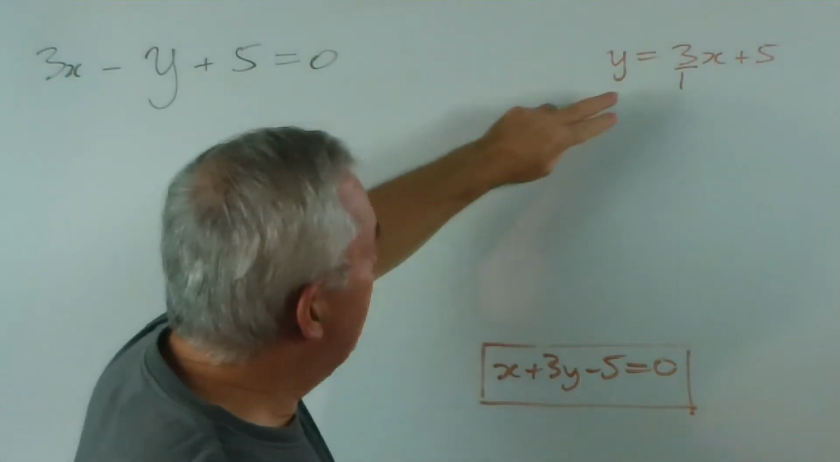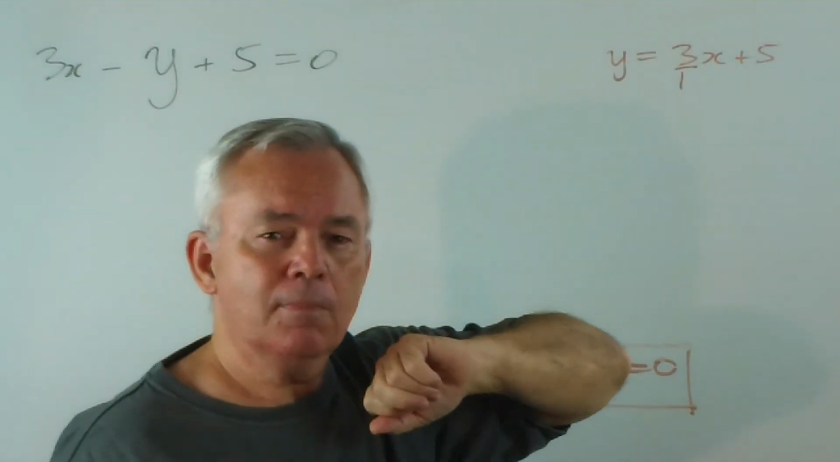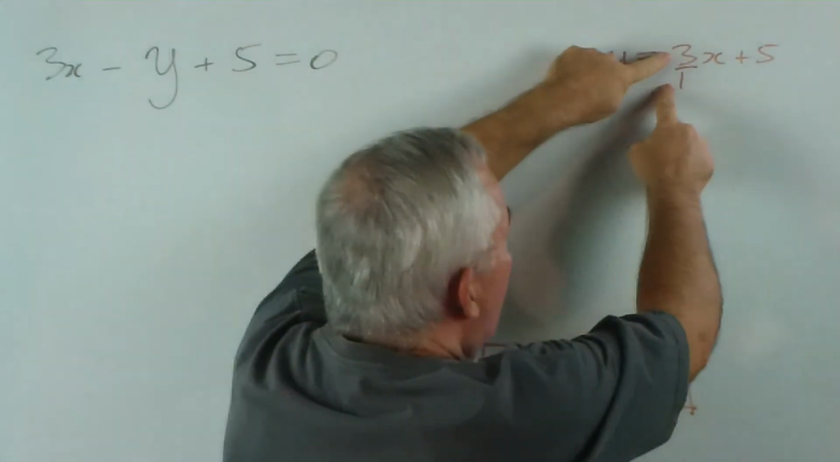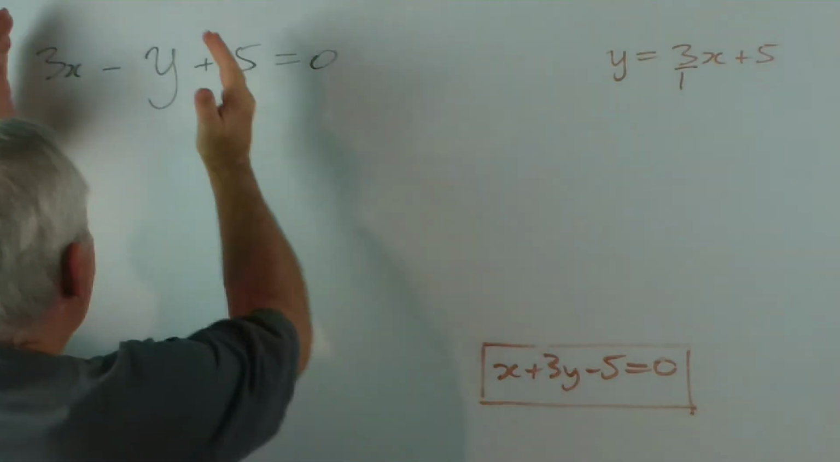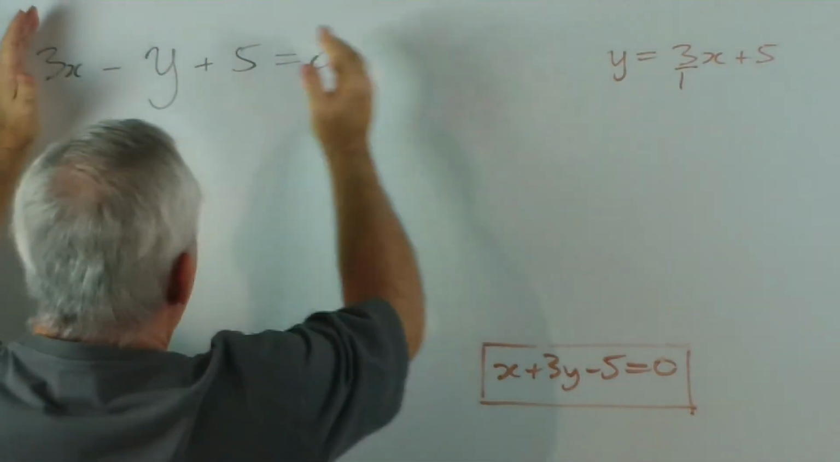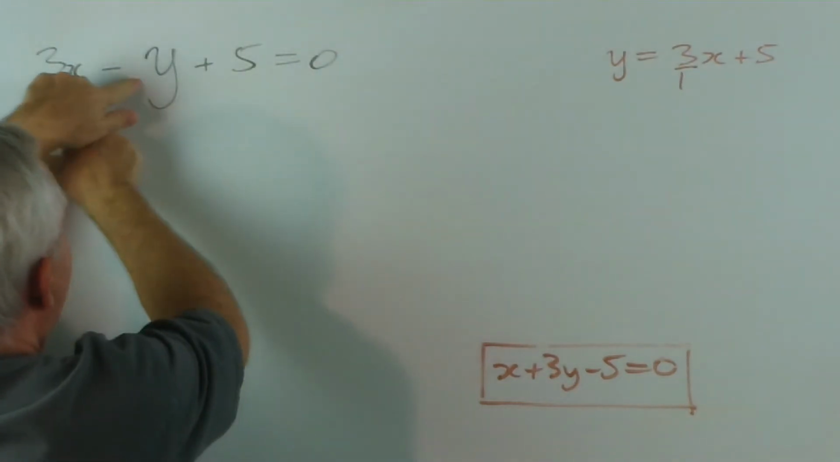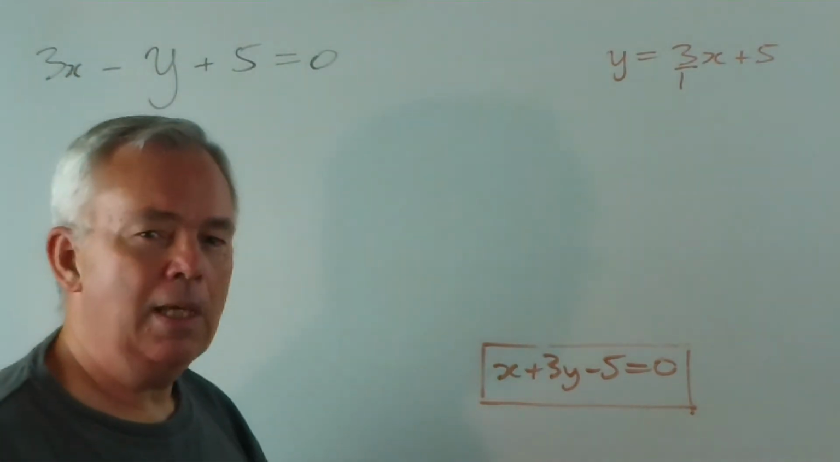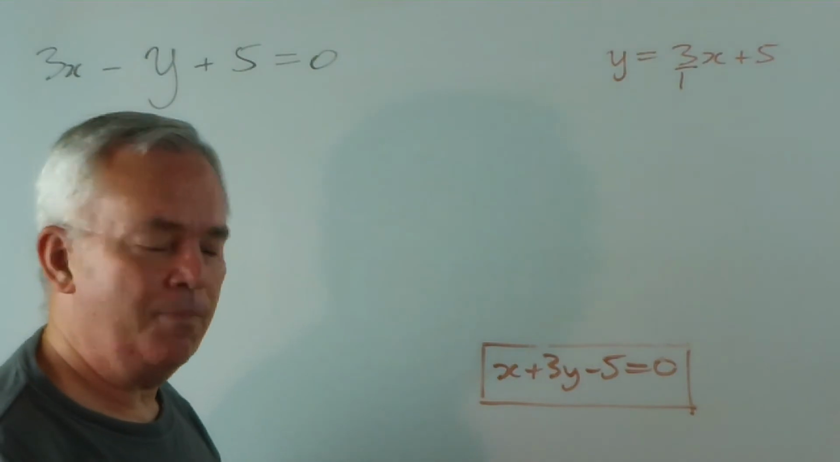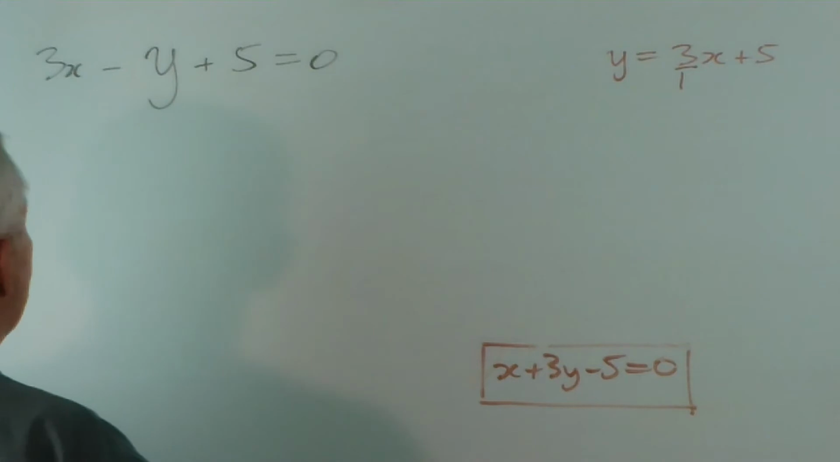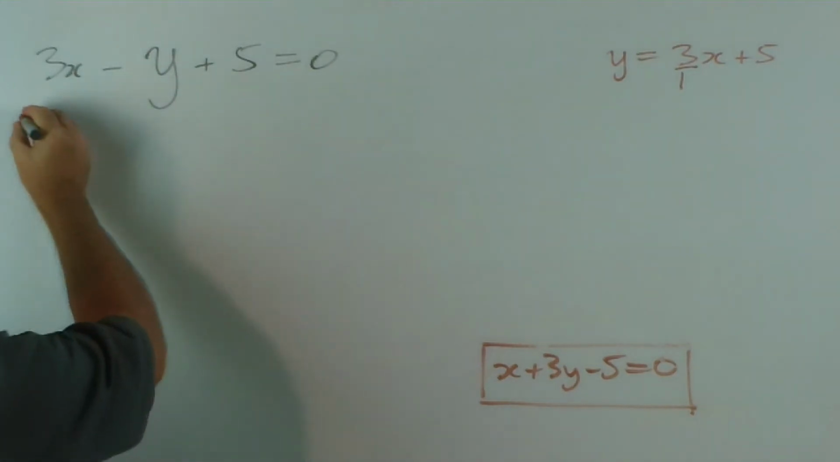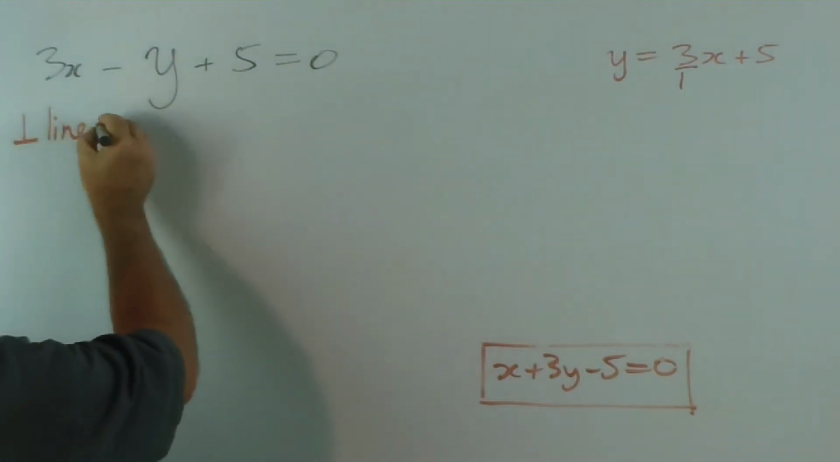If I wanted the negative reciprocal, then the 3 and the 1 change places and I change the sign. And if this gives me the gradient over here, then if I swap the coefficients and change the sign, it will perform the same function.